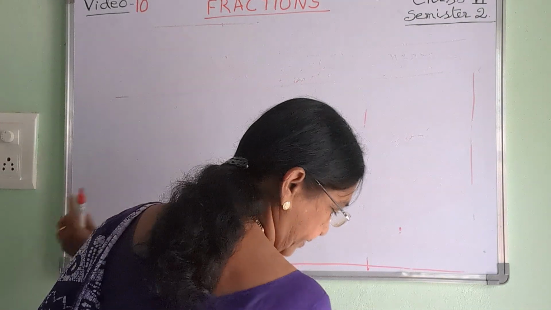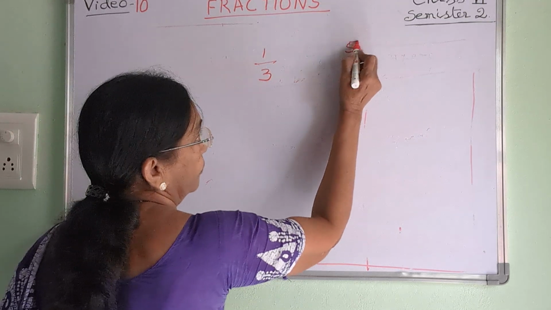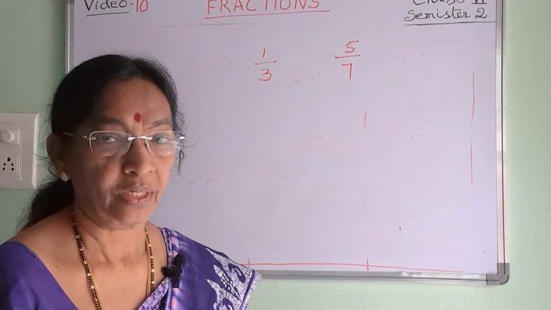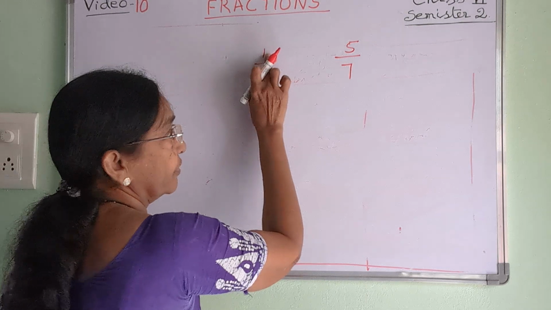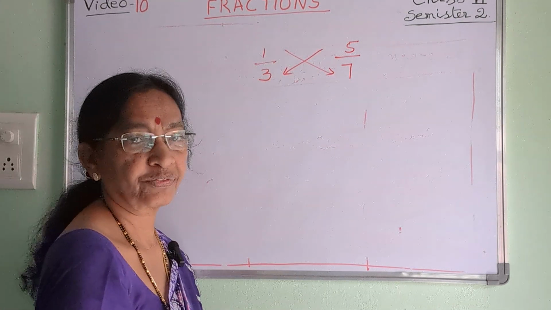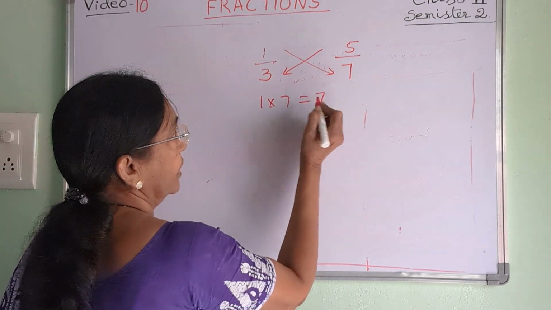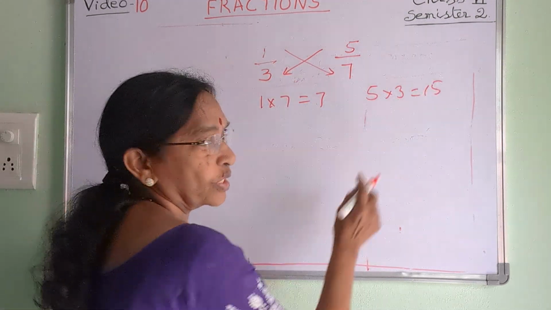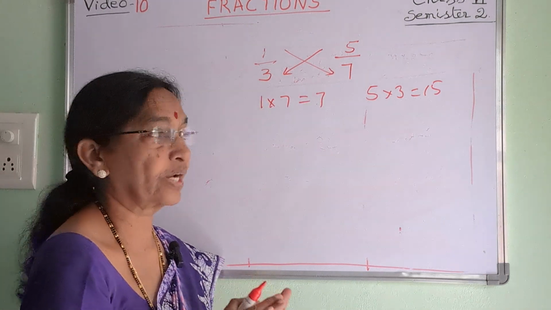Suppose there are two fractions, 1 by 3 and 5 by 7. We have to know whether they are equivalent or not. Now we have to find the cross products. Product of the numerator of the first one and the denominator of the second one. If you mark like this, it is easy. 1 into 7 is equal to 7. The other one is 5 into 3, which is equal to 15. So the products are not equal. Therefore, these two fractions are not equivalent fractions.